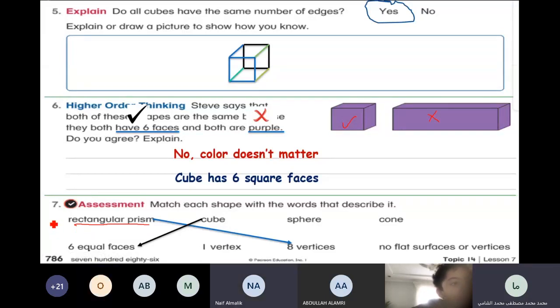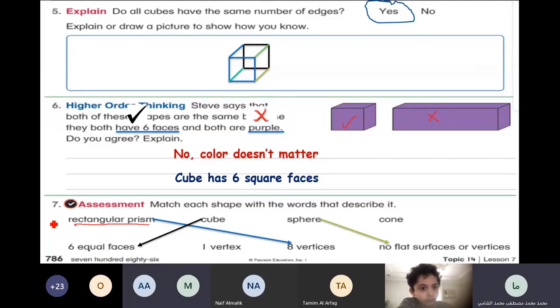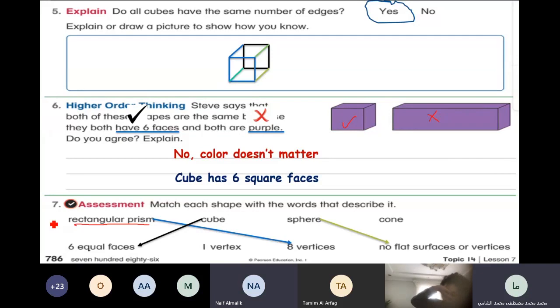What about the sphere? How many vertices and how many flat surfaces does a sphere have? 0, 0. No flat surface or vertices. So the sphere has no flat surface and no vertices, right? What about the cone? How many vertices does a cone have? One, excellent, one vertex, very well done. Cone, one vertex.